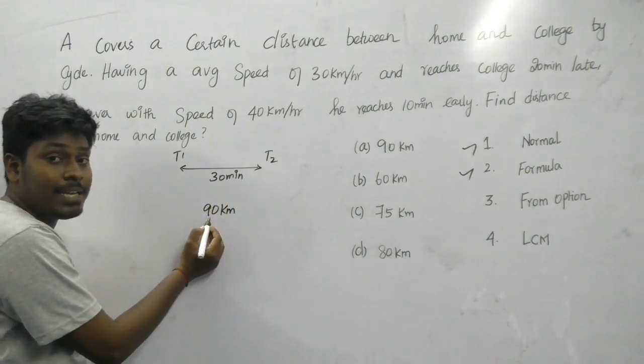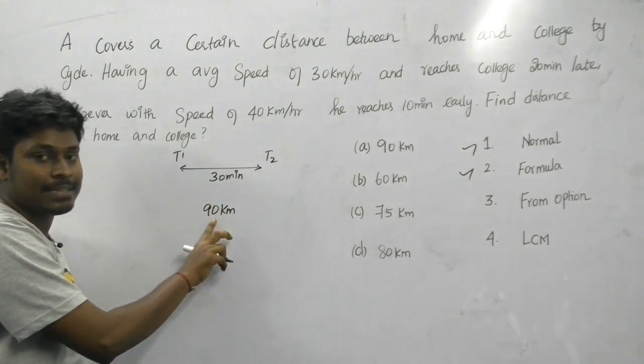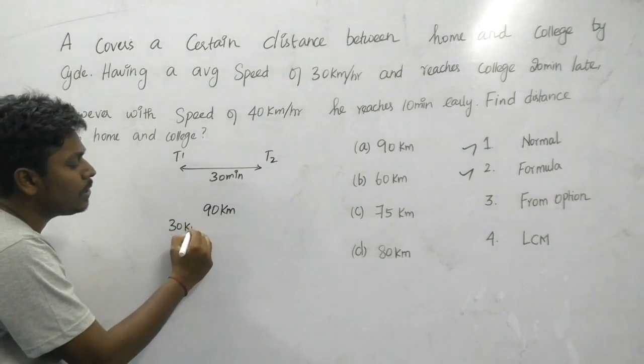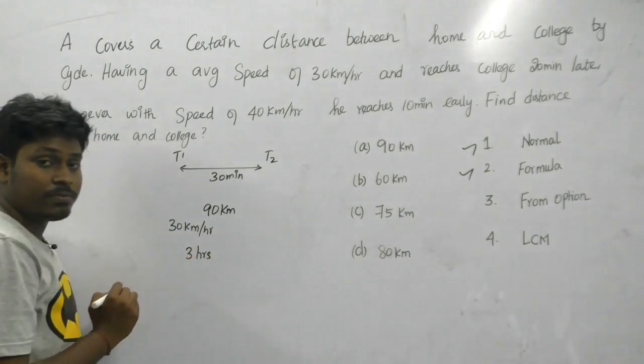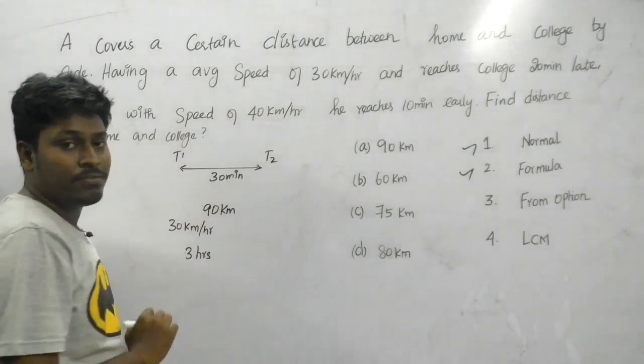Initially he travels at 30 kilometers per hour. So 1 hour is 30, 2 hours is 60, 3 hours is 90. So if he travels at 30 kilometers per hour, he will reach in 3 hours. Understood, friends? Okay. Next, he travels at 40 kilometers per hour.